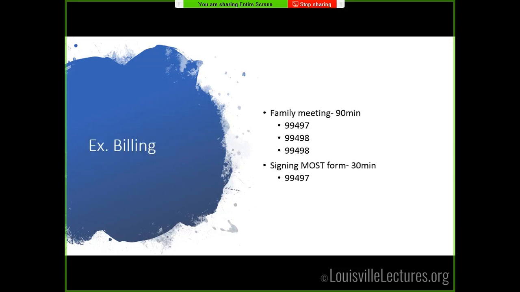And then as we come into the family meeting, the first time we spent 90 minutes in the room doing this advanced care planning. The second time we actually signed the MOST form, we spent 30 minutes going through the form, getting it completed. So the initial, we would bill the 99497, and we can only bill one of the 99498 because we didn't cross into that, greater than 46 minutes. And then signing the MOST form, we can do another advanced care planning code there as well.